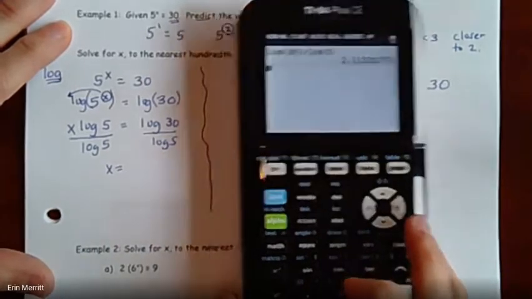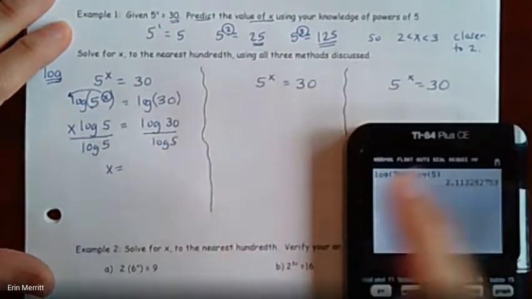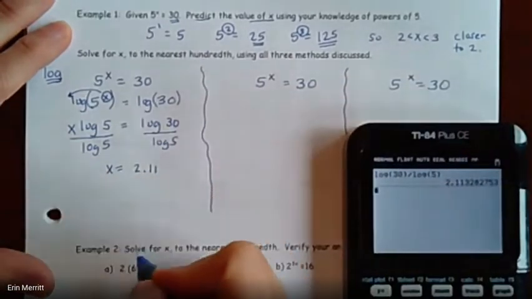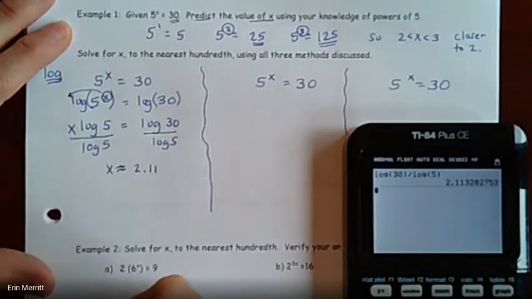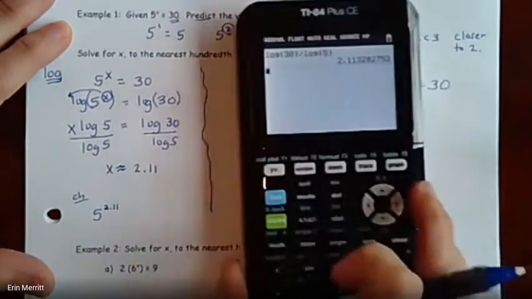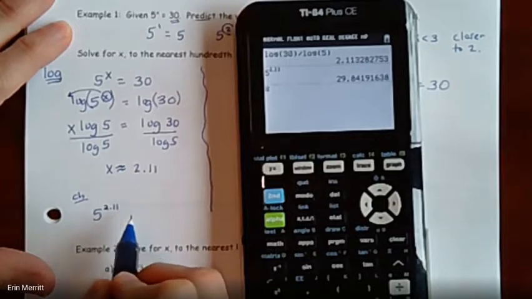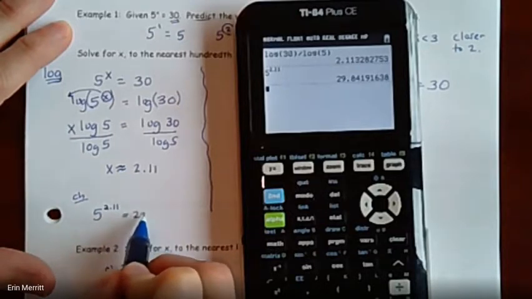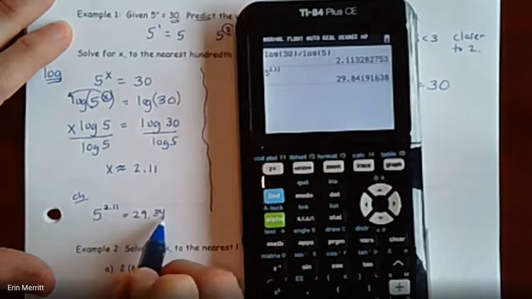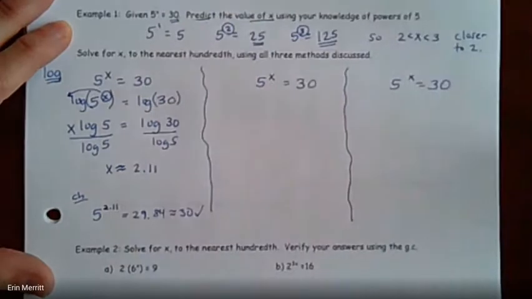So 2.11. It's not going to be perfect, all right, because we knew it was somewhere between 2 and 3, probably closer to 2. So 2.11 looks pretty darn good there. All right, but we can say it's approximately. And if you want to be able to check it, plug it in. 5 raised to the 2.11 power. Does that make sense? Okay, it comes back to be 29.8. That makes sense that it's not perfectly 30, right? Because we rounded the answer, which is going to throw it off a little bit. So pretty close, right? What are the other ways you can do it?